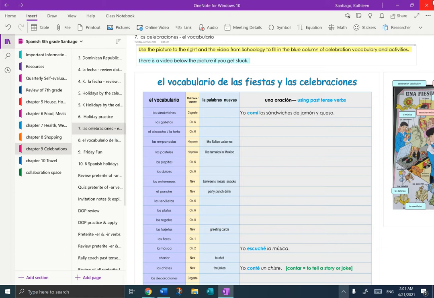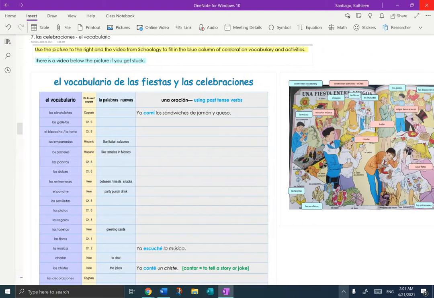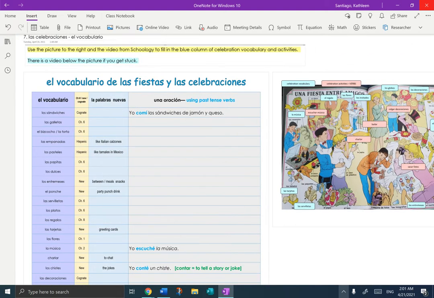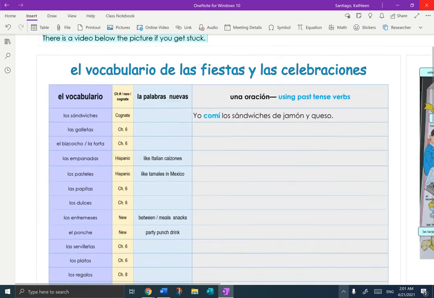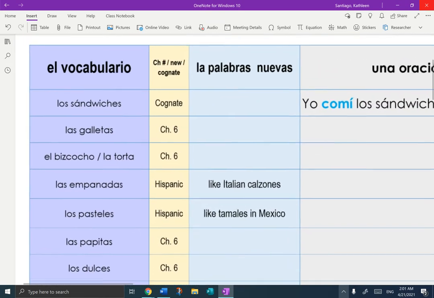I'm in your OneNote, Chapter 9, Celebrations, and the page is called Las Celebraciones, el vocabulario. I'm going to eliminate the table of contents, and I'm actually going to start with the words, and then we'll look at the pictures. So let's go through some of these.